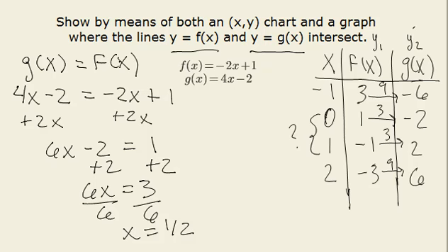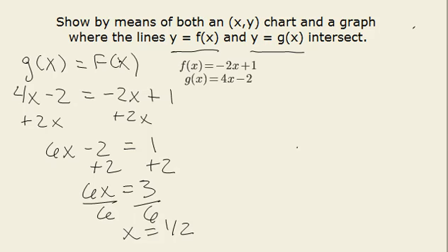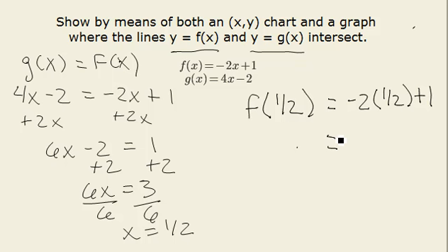Now that we know that our x coordinate lies at x equals 1/2, all we need to do is substitute x equals 1/2 into either equation. So let's use f of 1/2. That's going to equal -2 times 1/2 plus 1. -2 times 1/2 is -1, plus 1 equals 0. So our coordinate where the intersection lies is at x equals 1/2, y equals 0.